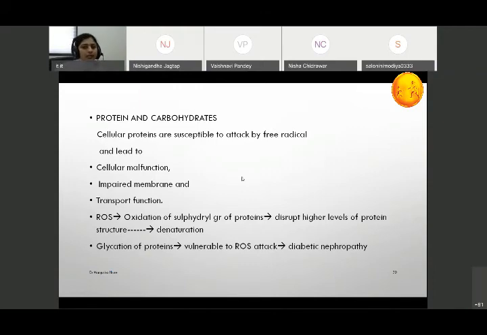Mainly in diabetes mellitus, this glycated protein is attacked. Since we measure HbA1c, which is helpful in giving us the status of a diabetic patient for 3 months. So that glycated protein that is attacked by this ROS will lead to complications of diabetes. Diabetic nephropathy is one such complication which occurs due to this ROS attack. So it's about protein and carbohydrate.